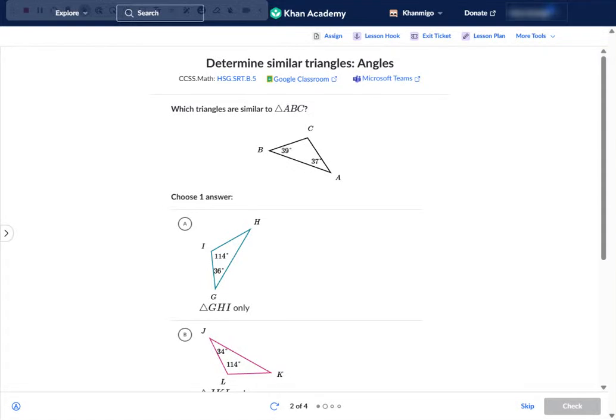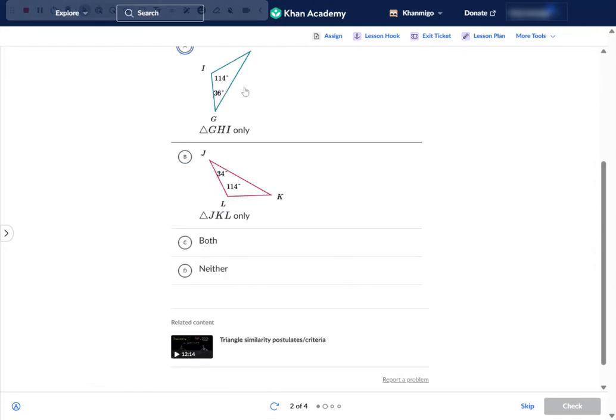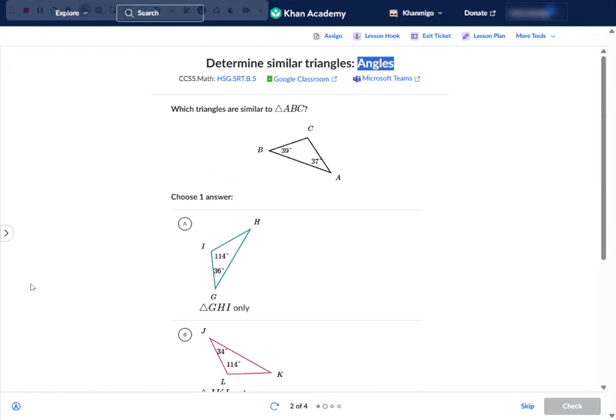Hey guys, you're looking at your Khan Academy homework to determine similar triangles based on their angles. They're giving us a triangle asking which triangle is similar to this triangle, and we're clicking one answer: one of these two triangles, maybe both of them, or neither.